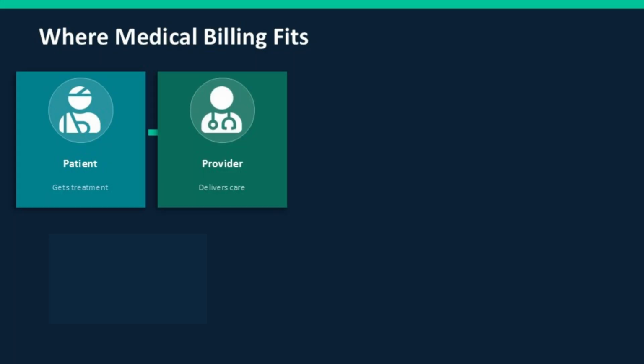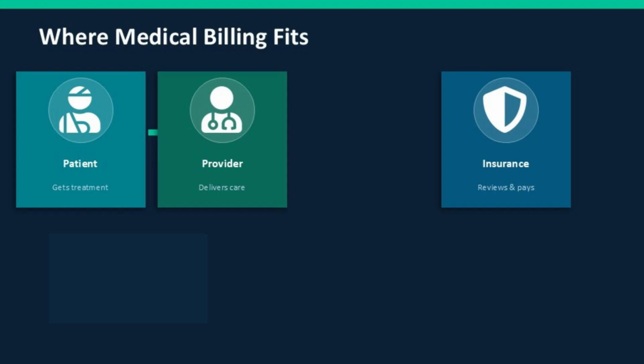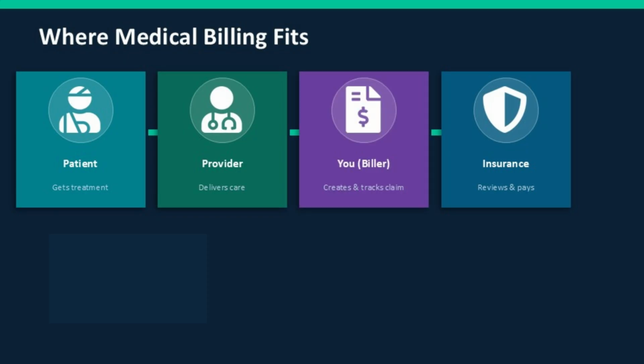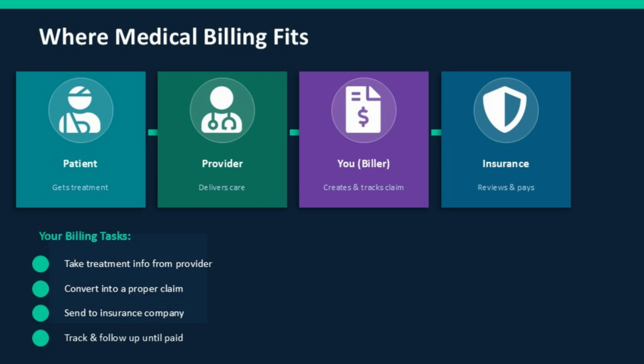Now let's connect everything. A patient visits a provider, the provider gives treatment, the insurance company is responsible for payment, but the insurance company will only pay if everything is documented correctly. This is where medical billing comes in. You take the treatment information from the provider, convert it into a proper claim, and send it to the insurance company. Then you track the claim, follow up, and make sure payment is received. So you are not just doing a task, you are controlling the financial communication between the provider and the insurance company.